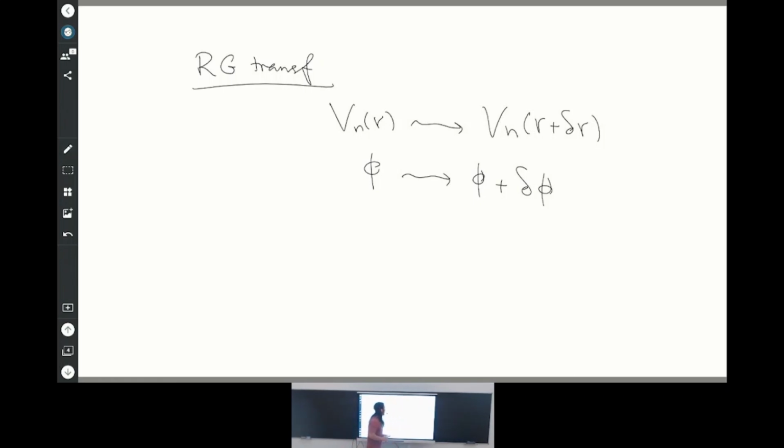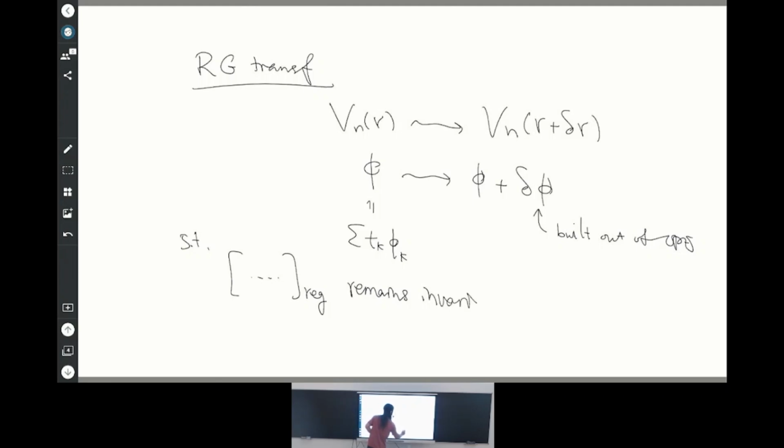So if you expand the phi on some basis of operators, this delta phi is going to involve potentially arbitrary nonlinear combinations of these coefficients t_k. And we generally expect this to be built out of the OPEs, such that the effect of the deformation, this regulated insertion of e to the minus delta S, remains invariant. So that's what we mean by Wilsonian RG in the context of conformal perturbation theory.